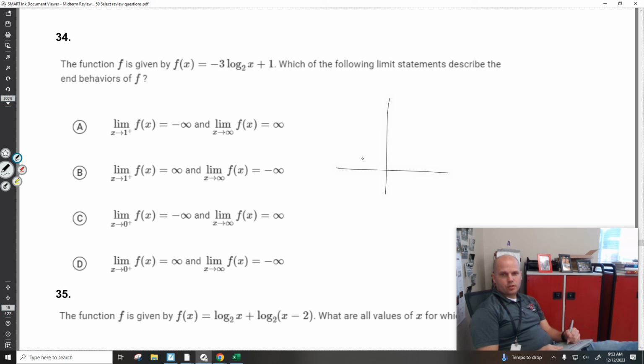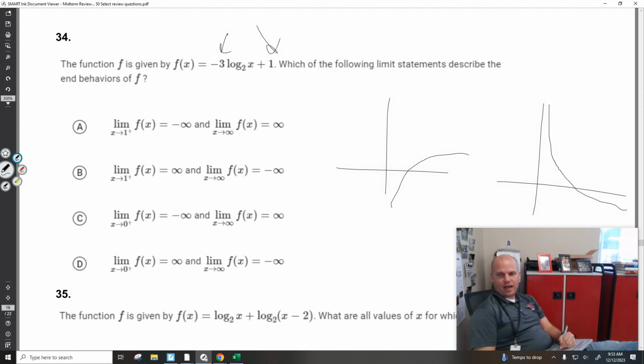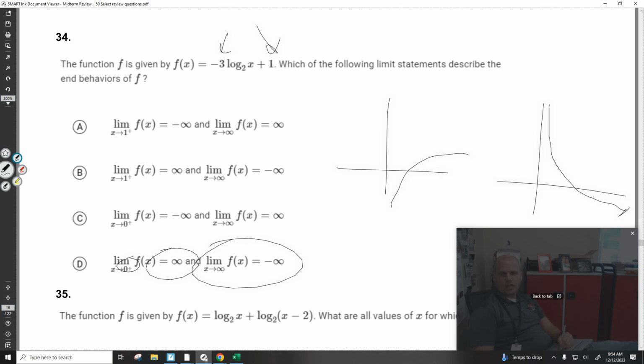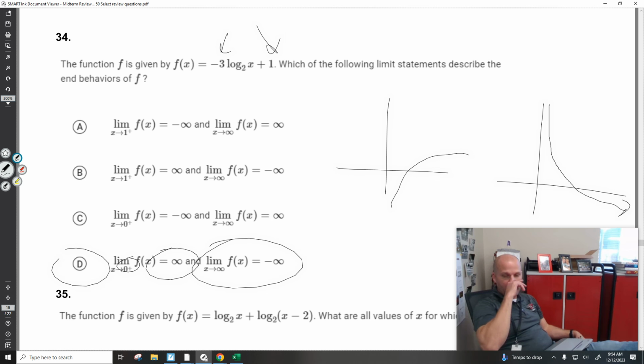Log functions look like that. What am I doing? Taking your y's, multiplying by -3, then adding 1. I'm reflecting them vertically and shifting them up. We're going to end up looking like that. As I get close to 0, I'll be up towards positive infinity. As I go towards infinity, I'm going to get smaller and smaller and smaller, going towards negative infinity just slowly.